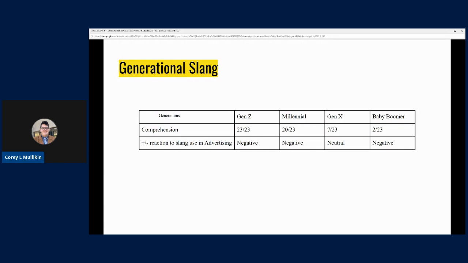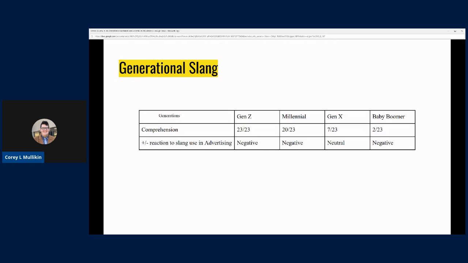So what exactly does this mean for us? Well, my big question to them was, this slang, if it was used in advertising, would you be positive to it, or would you be negative to it? Would you like it, or would you hate it? And everyone except for Gen X did not like it. Gen X said, well, I like it, but I wouldn't.